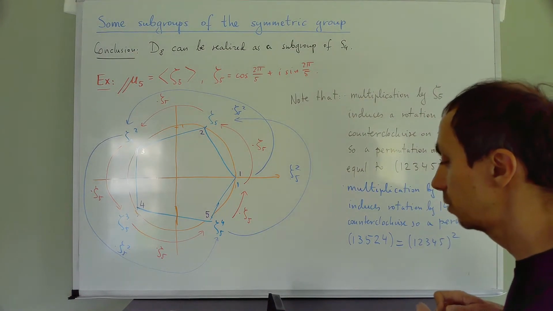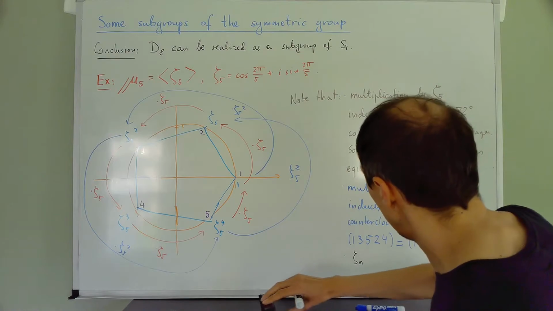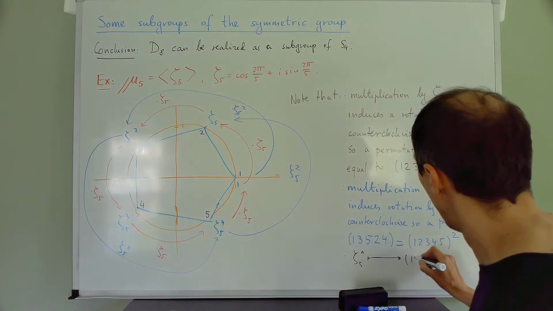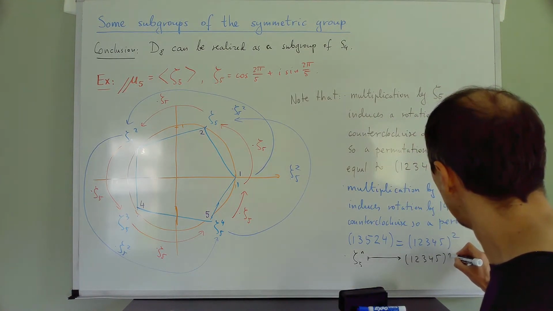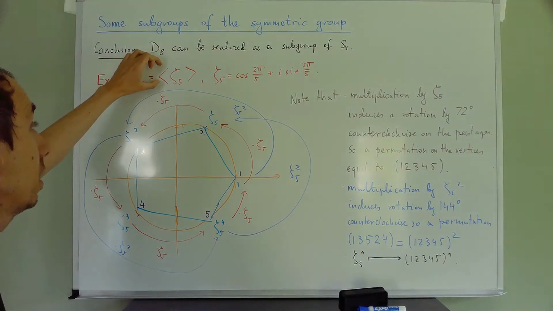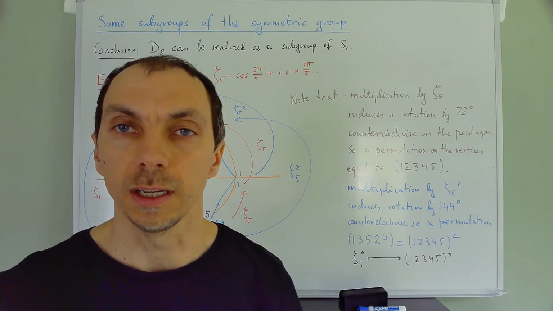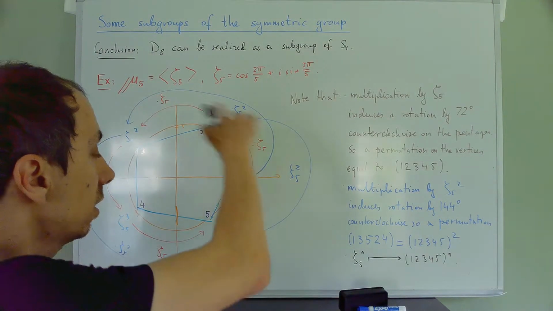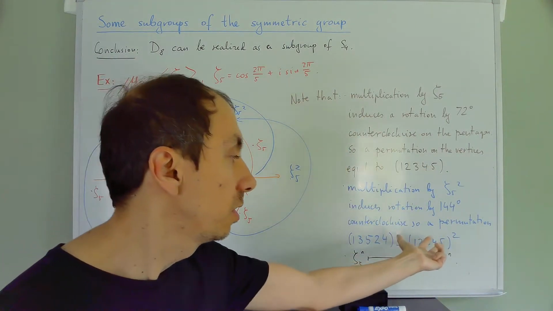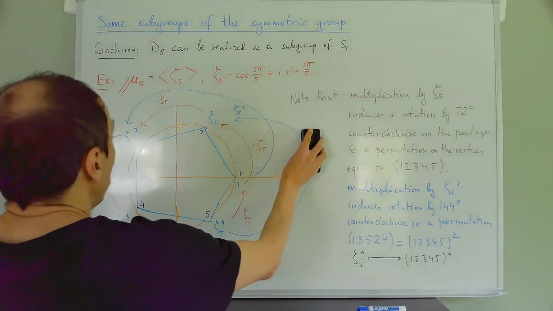So multiplication by zeta 5 to the n induces the permutation (1 2 3 4 5) to the n. So again, I can think of the elements here as permutations. Multiplication by 1 does nothing. Multiplication by zeta 5 rotates this by 72 degrees, so it induces this permutation. Multiplication by zeta 5 squared induces that permutation, and so on.